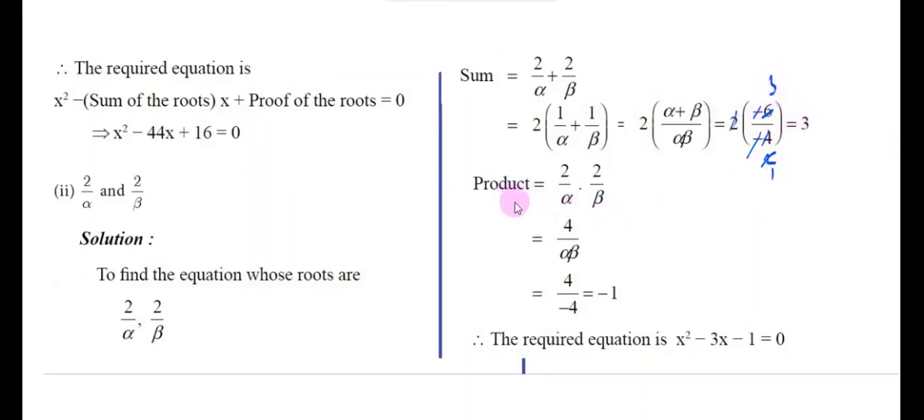And then product of roots, product equal to 2 by alpha into 2 by beta equal to 4 by alpha beta. Alpha beta value, it is minus 4, so 4 4 cancel, so we have minus 1. So sum of roots, product of roots, when you apply this formula here, x square minus sum of roots 3 into x plus product of roots value, it's minus 1, so plus into minus, so minus 1 equal to 0.